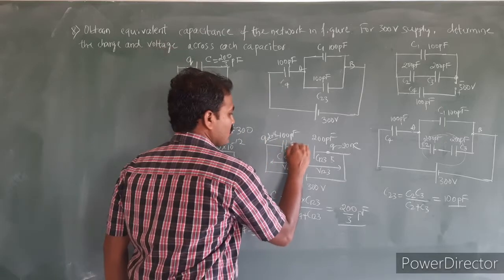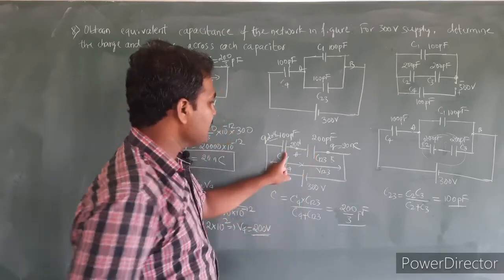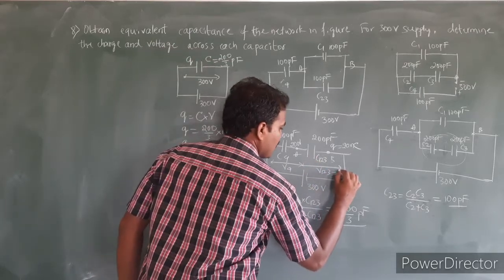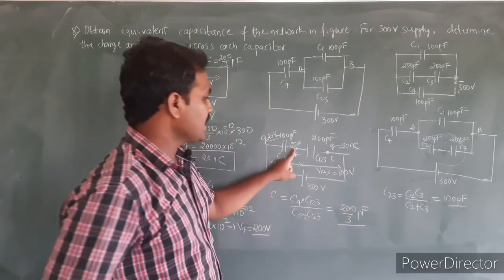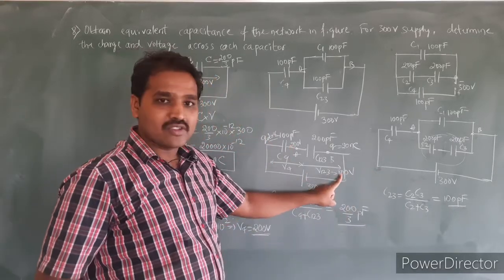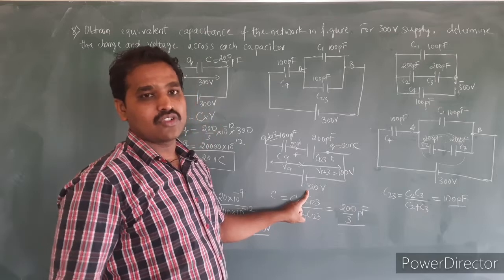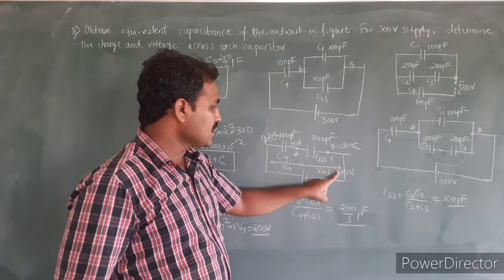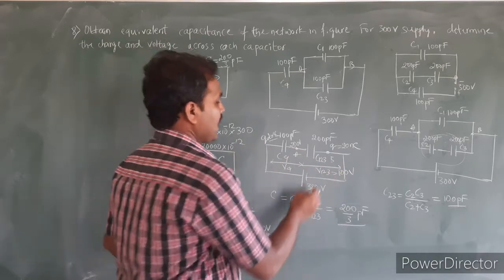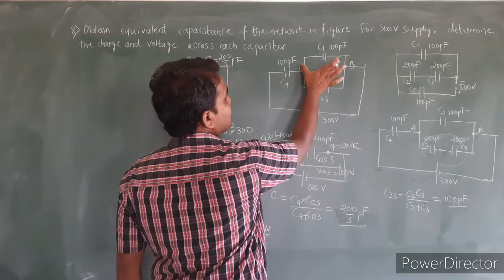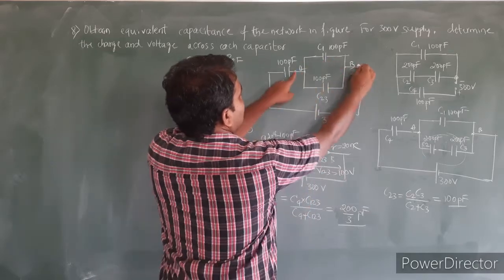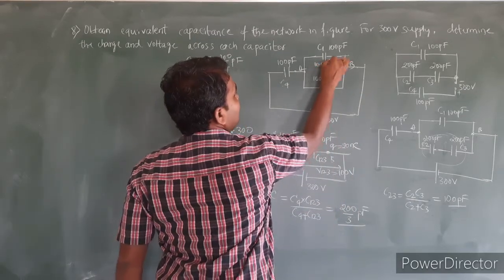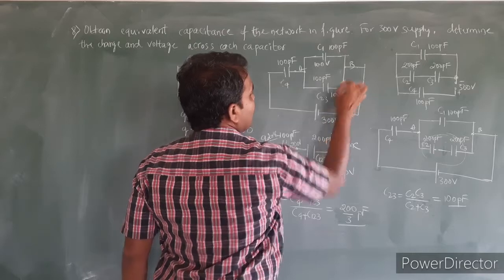So here the voltage is 200 volt, and the remaining voltage will be dropped across C123. So V123 will be equal to 100 volt, so that the total voltage in the series combination is 200 plus 100, that is equal to 300 volt. So from this, V4 is equal to 200 volt and V123 is equal to 100 volt. Whatever voltage is there will be the same across the parallel combination. So between these two points the voltage is 100 volt. So here also I will have a voltage of 100 volt, and here also a voltage of 100 volt.